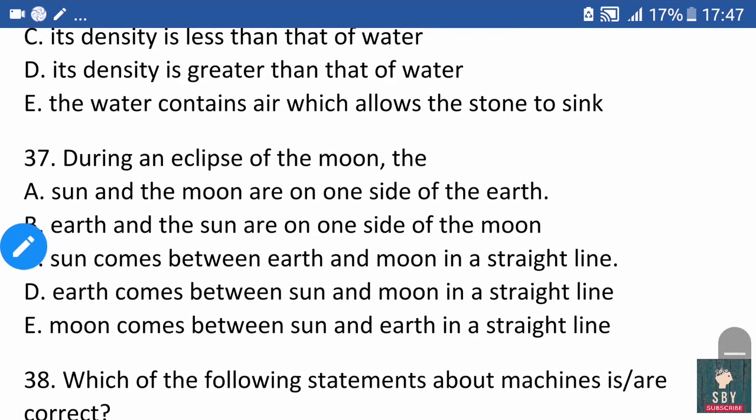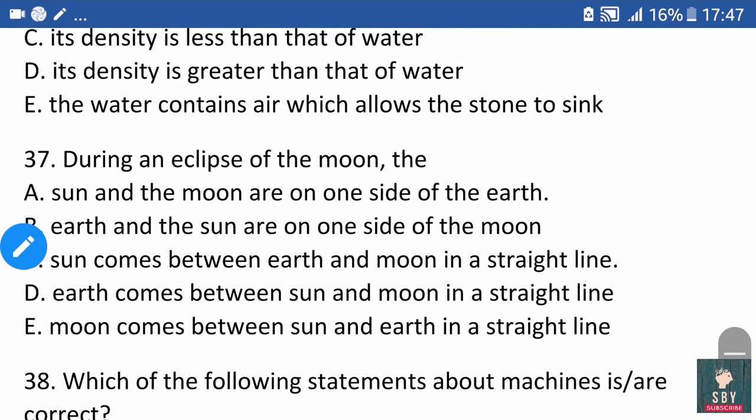Then 37. During an eclipse of the moon means that the light from the sun is obstructed from falling on the moon. So it means the earth is in the middle. Anytime you hear eclipse of the moon, eclipse of the sun, light does not fall on the moon. So the sun and the moon are on one side of the earth.